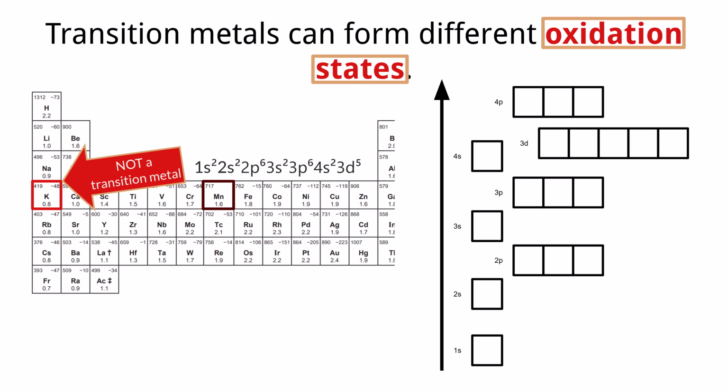Let's take manganese with a +5 charge as an example. What would the electron configuration of this cation look like? Take a second and draw it out on your paper.